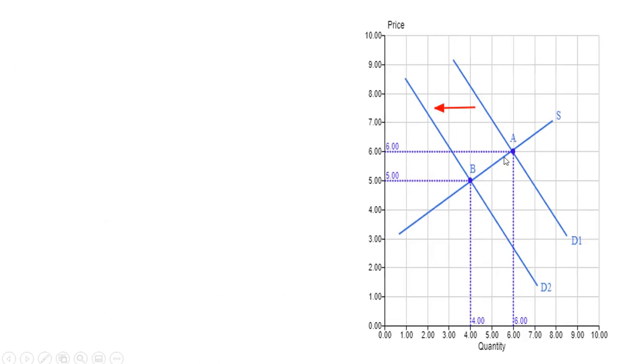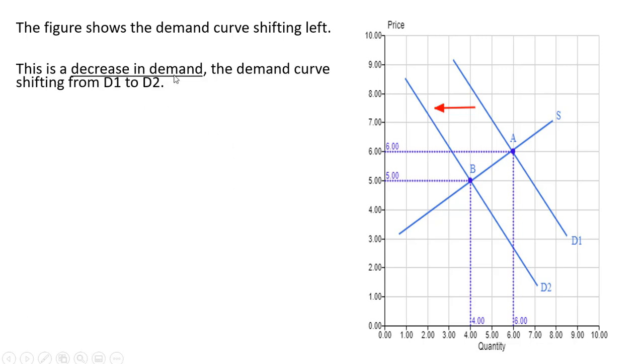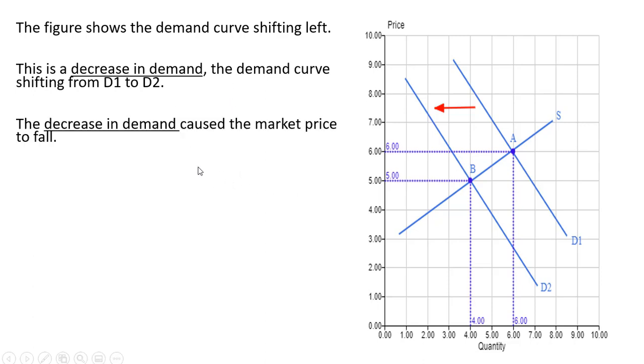All right, let's take a look at this diagram here. This figure shows a demand curve shifting to the left. This is a decrease in demand. The demand curve shifted from D1 to D2. The decrease in demand caused the market price to fall. It went from $6 to $5 per unit.